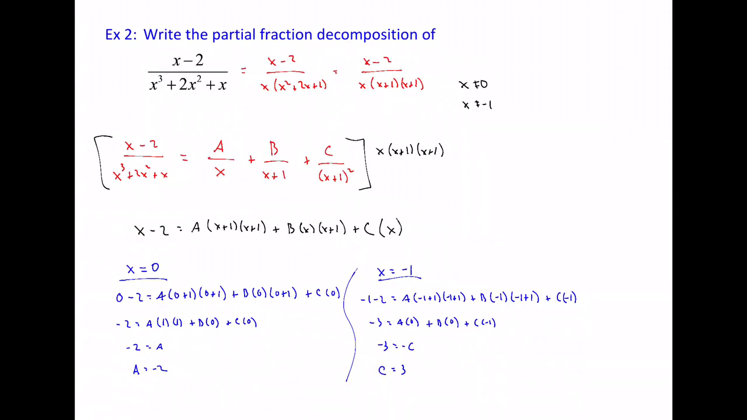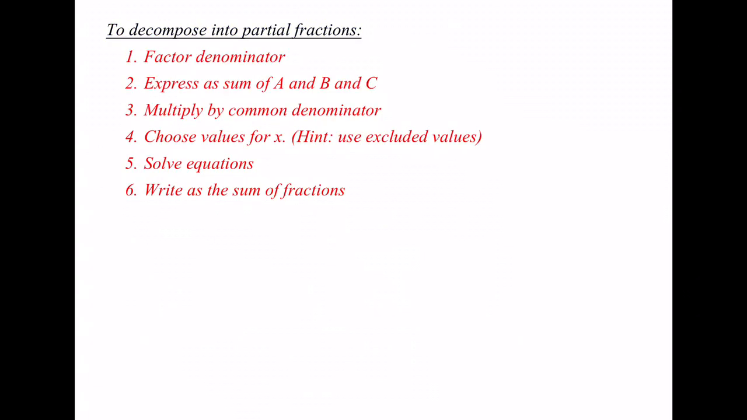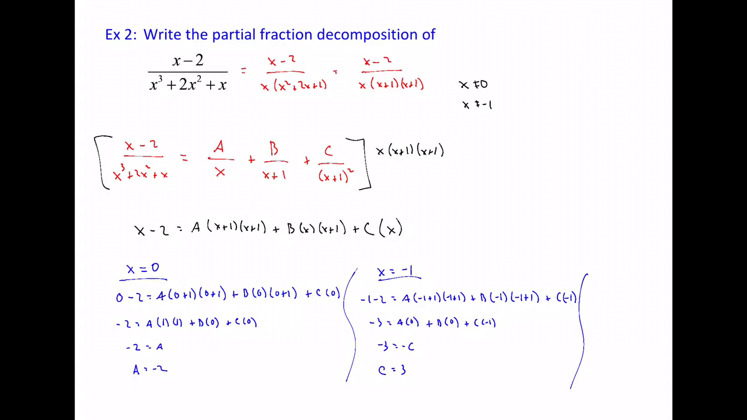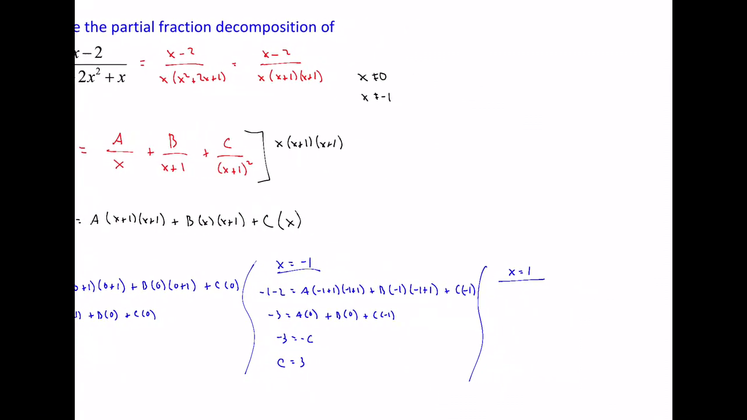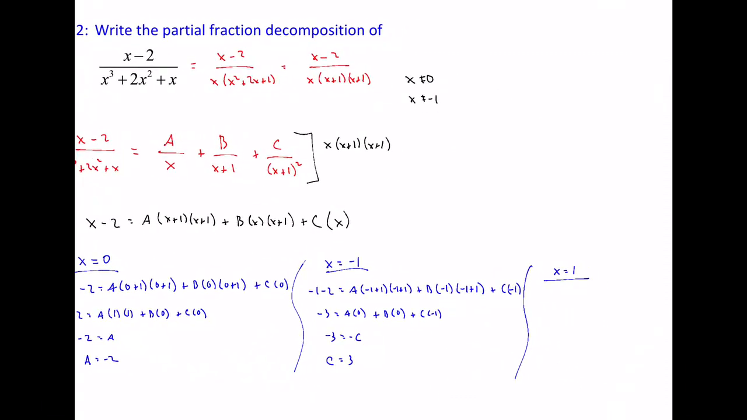So far we found the a and we found the c, but we didn't find the b, and we don't have any more restrictions to plug in. So what do we do at this point? Well, go back. Choose values of x. You can use the excluded values, but you don't have to. So let's now choose a value of x that is not excluded. Let's just go ahead and choose x equals 1. Now that we know what a and c are, we can also plug those in, and then that will help us find b. So we're going to plug in x equals 1.